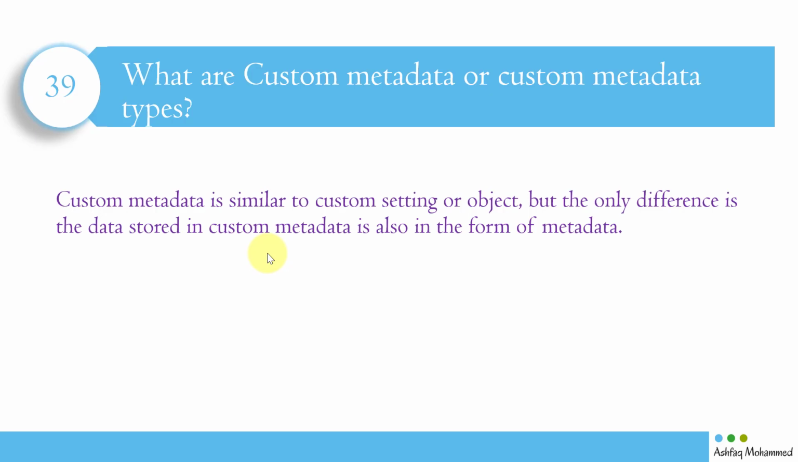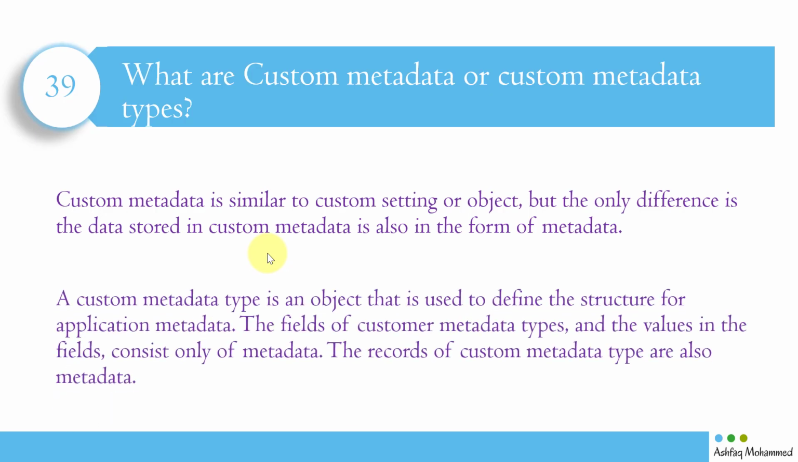But the data we store in custom settings was normal data, like the normal data in our objects, right? In custom settings also, if you want to add data, we have to create the data manually. It means we have to enter the data into custom settings in each org if I'm deploying this, right? So a custom metadata type is an object used to define the structure for application metadata. The fields of the custom metadata types, and the values in the fields, consist only of metadata.